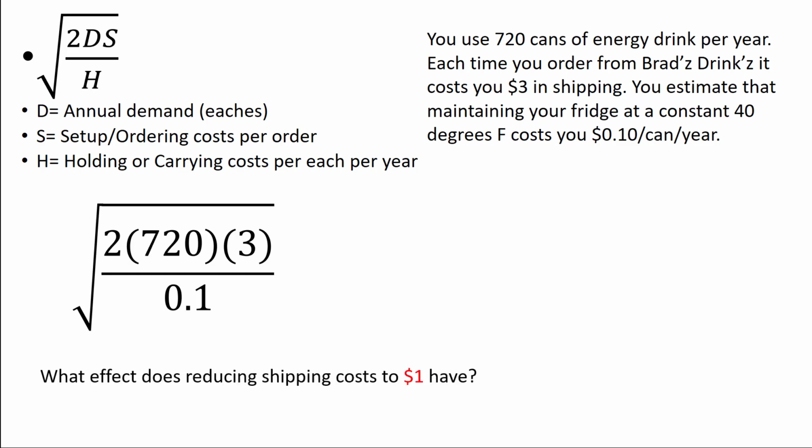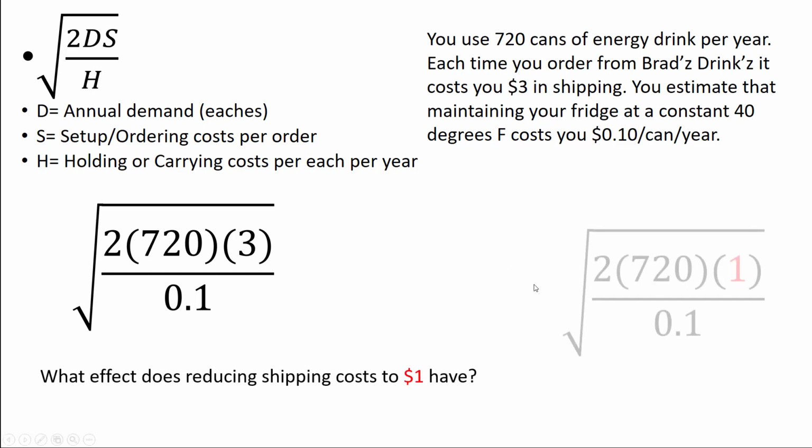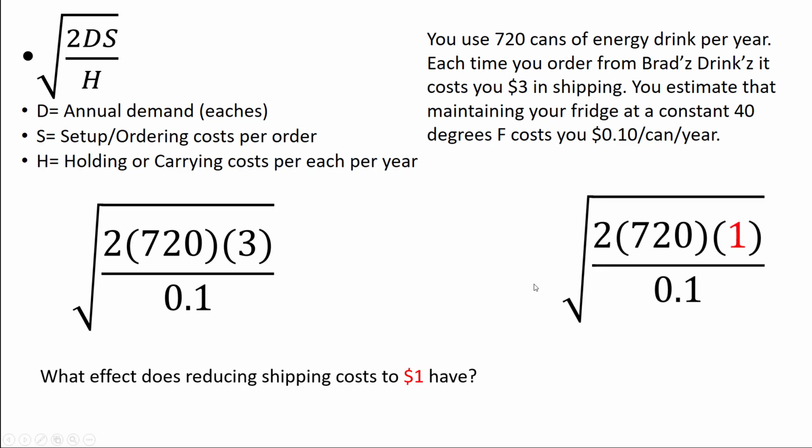So let's talk about the effects of changing things. So if we reduce shipping costs to $1, is that going to be higher or lower than 208? The answer would be lower. Because we're reducing shipping costs, it now becomes more cost effective to order more frequently.